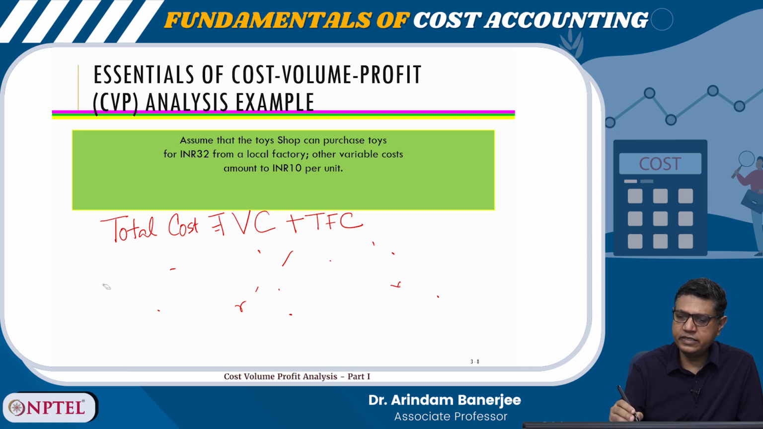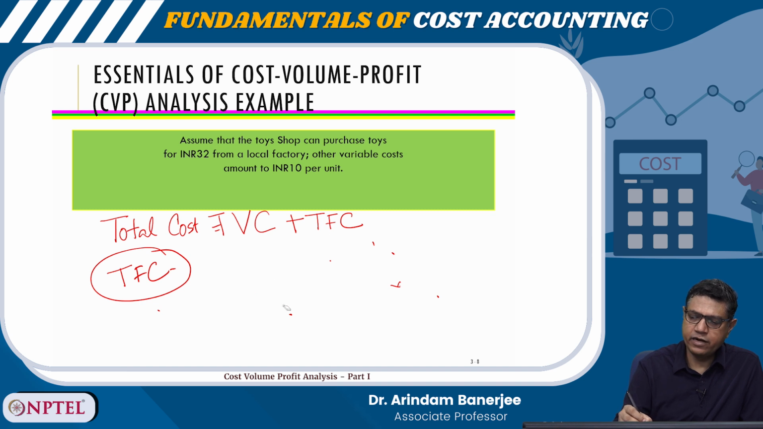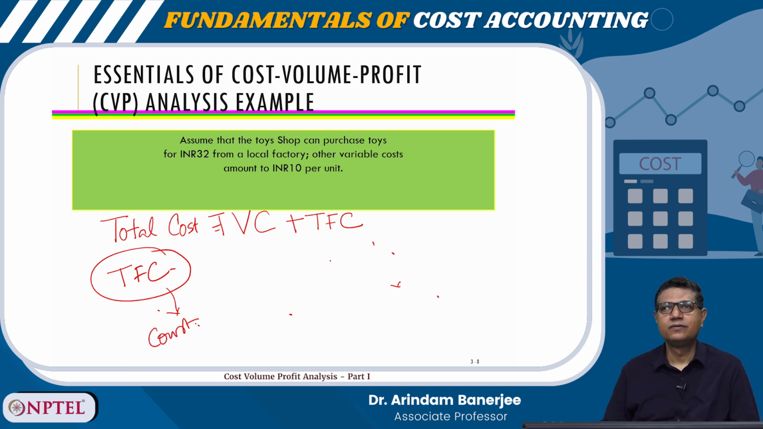So, TFC, I am saying total fixed cost, right. In the shorter run, I cannot change it, it remains constant, right. So, what is the example?